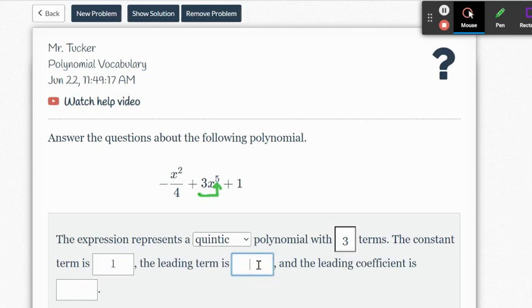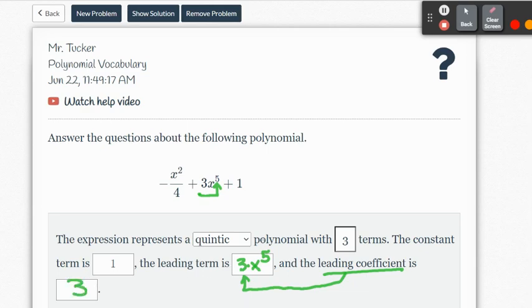And so we say that that is our constant term. The leading term is the whole group with the highest power. That's 3x to the 5th. So we go ahead and write 3x to the 5th in there. And the leading coefficient is the number part of that, not the exponent, the number part in front of the variable that's being multiplied by the variable. So just the 3 is our leading coefficient.